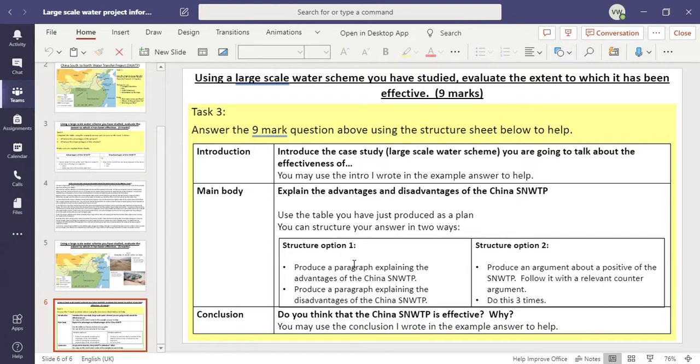So that's quite a simple way of doing it. And you can get 9 marks doing it that way, but sometimes it's better and can flow better doing it with this option here. So instead of having all the positives and all the negatives, mixing it up a little bit. So you might have a positive and then a negative that directly relates to it. Then another positive and then another negative that directly relates to the previous positive. And that way is generally harder to do in some cases, but it can produce a higher quality answer. So that's kind of what we're after.